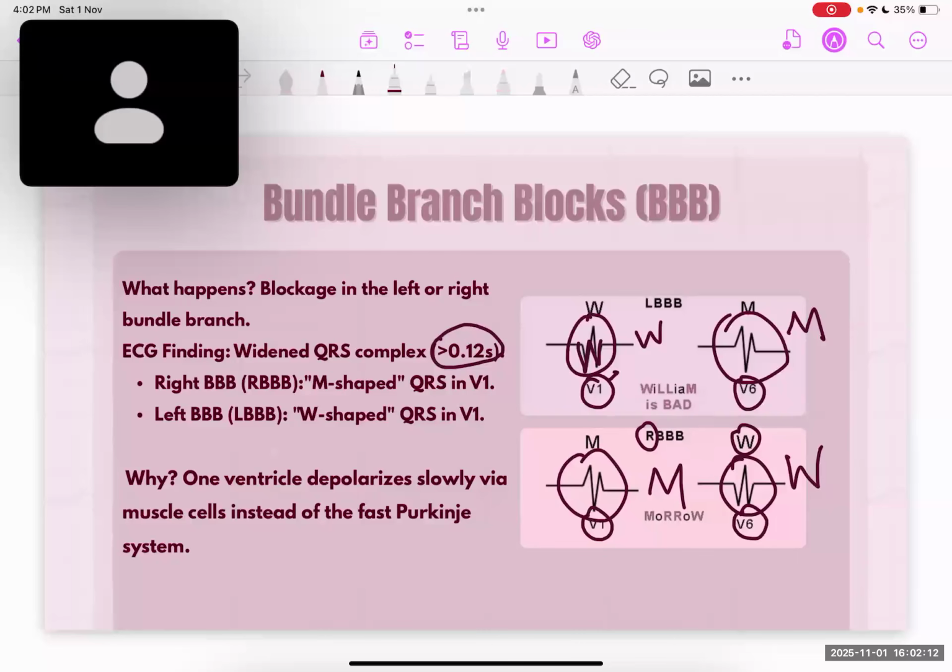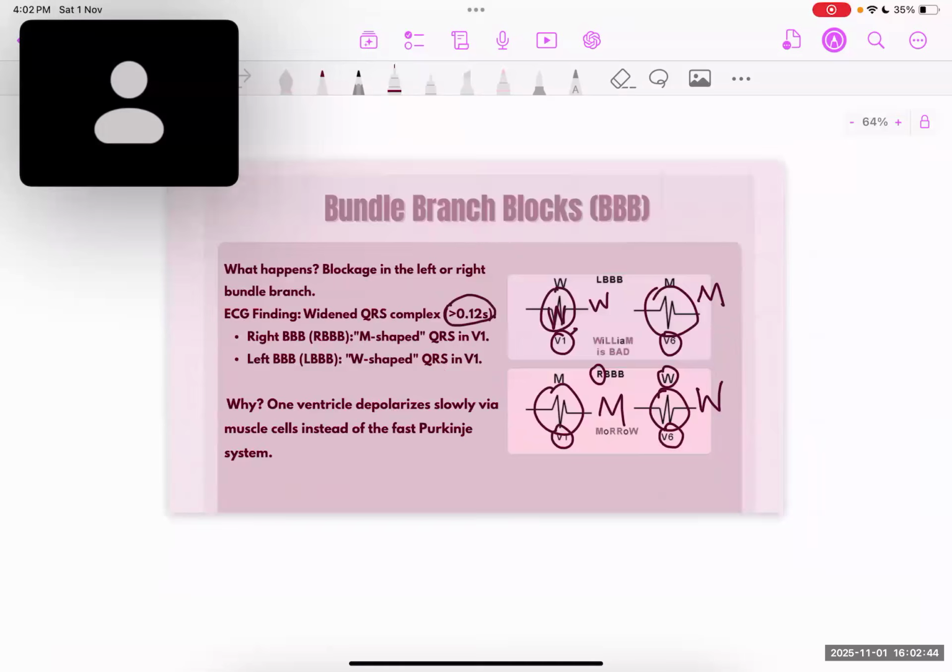So you can just memorize the mnemonic: William is bad for left bundle block. First one is a V and then it's an M. And for right bundle block, it's Morrow. So M and then a V. So why does this happen? Because one ventricle depolarizes slowly through the muscle cells instead of the fast Purkinje system. That's why the QRS complex got wide. Since it's not the fast speed, like we mentioned, the speed of conduction, Purkinje fibers were first, then the atria, and then we had the ventricles. So ventricles are slower. That's why it's going to be wider.